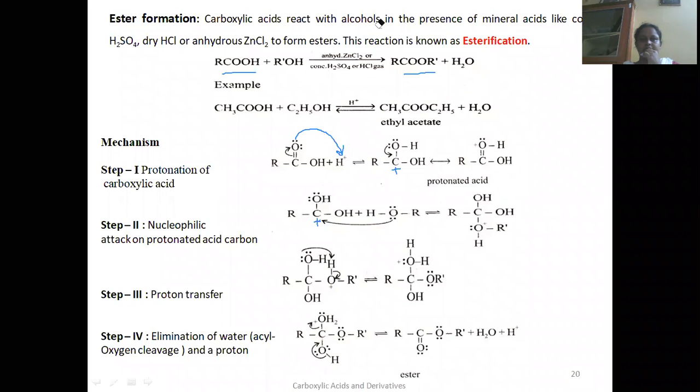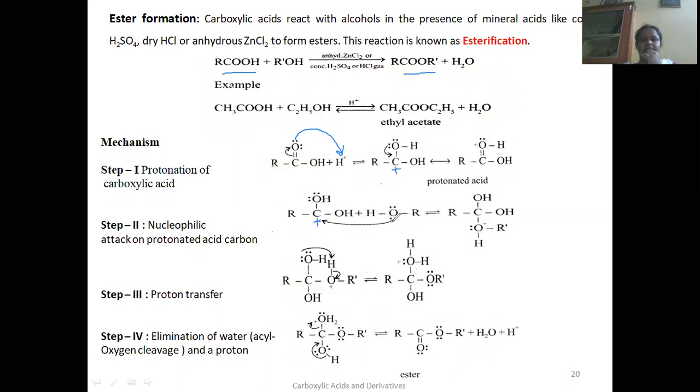What is the other reactant here? Alcohol. Now we are adding an alcohol. If you see the structure of the alcohol, this is ROH. There are two lone pairs of electrons on the oxygen, which means this is electron rich. Since this is electron rich, this will act as a nucleophile now.